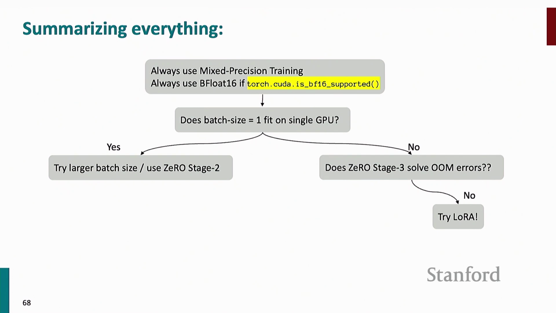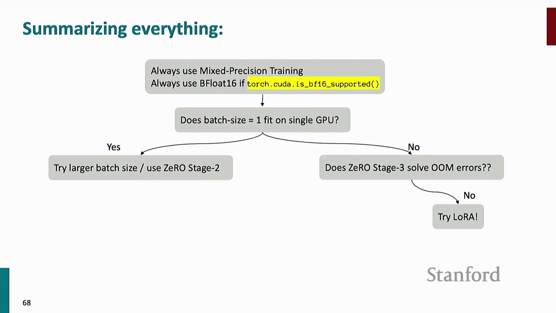Sorry, there's a question. This is assuming we have more than one GPU, right? Because otherwise ZeRO stage 2 doesn't really help us much. Oh yeah, all of this applies only if you have more than one GPU. If you have a single GPU, you have to do other things. Maybe you have to heavily quantize the model, and even then, I don't think you can fine-tune some of the bigger models.